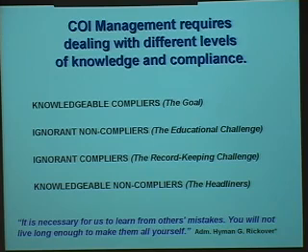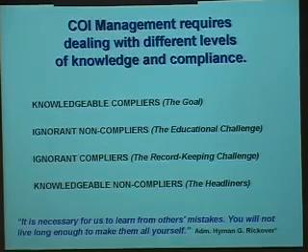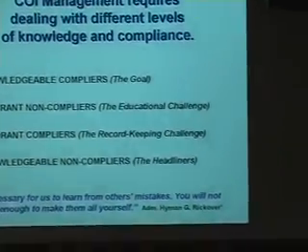So over the number of years that I've been playing around with conflict of interest, I've decided that there are basically four types of people. There are the knowledgeable compliers, the people who understand conflict of interest very well and understand what to do about disclosures and how to protect themselves when they have conflict of interest management plans in place. So that's where you're trying to get: everybody understands conflict of interest intuitively and complies with all the rules.